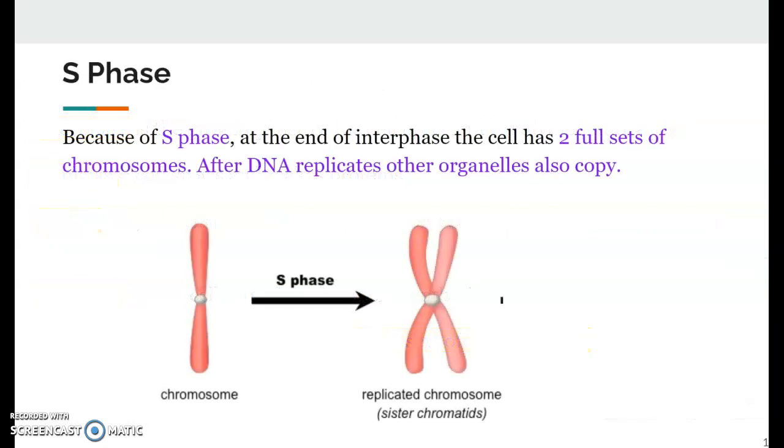The S phase, because of the S phase at the end of interphase, the cell has two full sets of chromosomes. After DNA replicates, other organelles also copy, right? So it's not just the DNA that's duplicating, the other organelles are duplicating as well, so that the cell can have those, right? We're just focusing on the DNA.